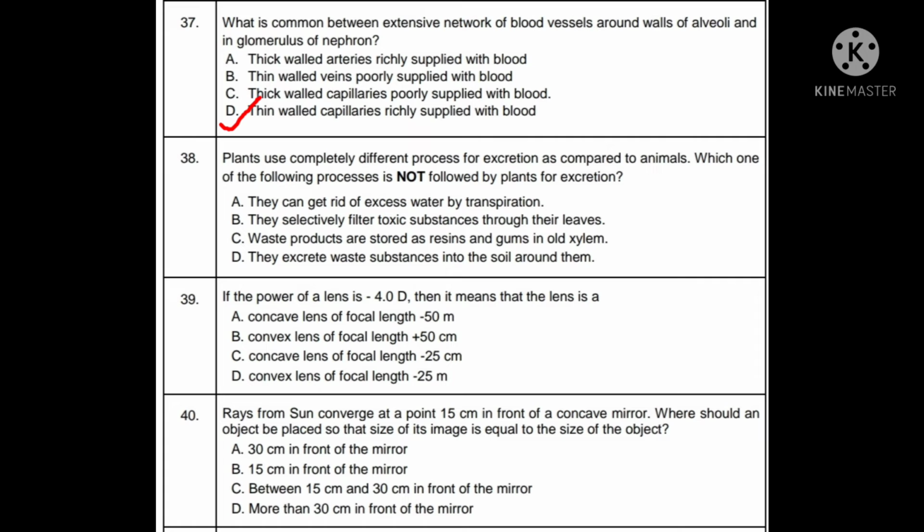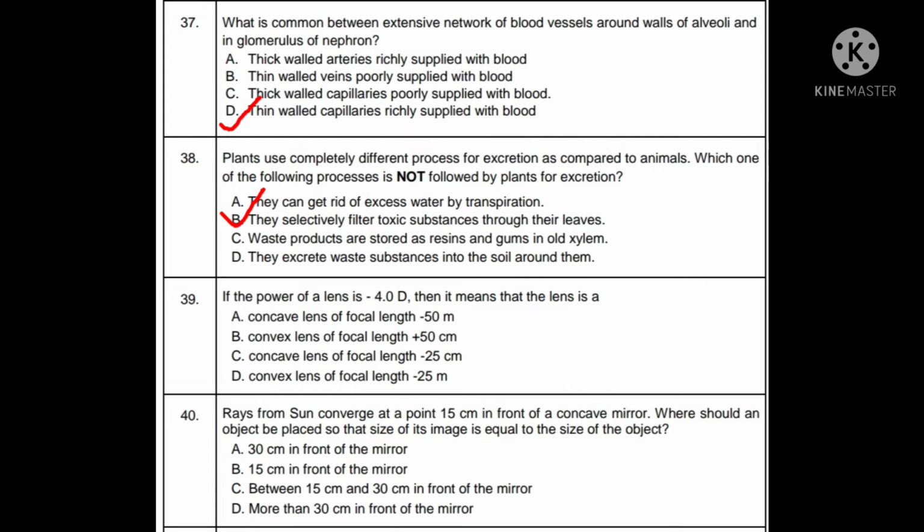Question number 38. Plants use completely different processes for excretion as compared to animals. Which one of the following processes is not followed by plants for excretion? Answer is option B. They selectively filter toxic substances through their leaves.